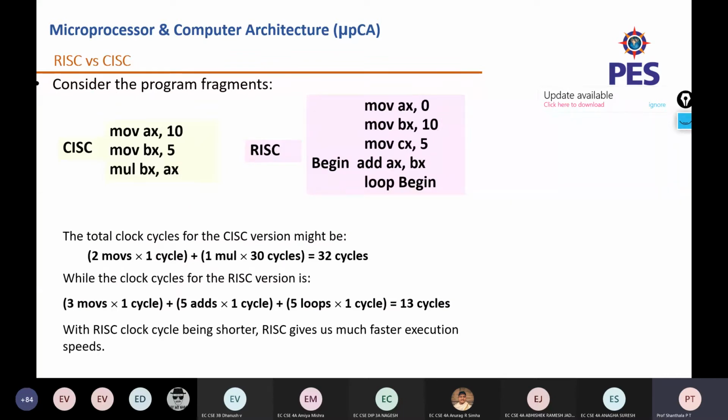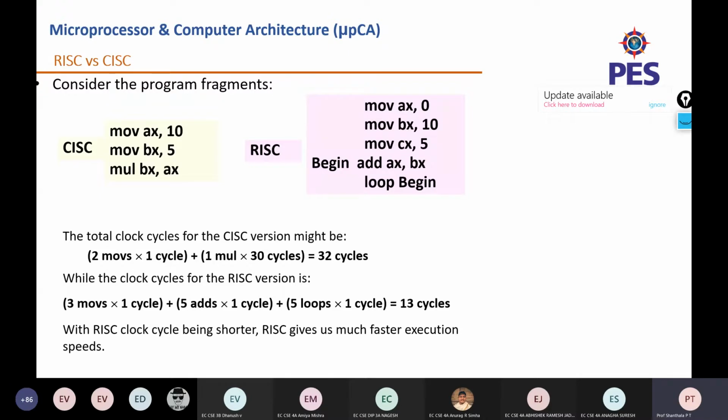The total clock cycles for the CISC version is 2 move instructions into 1 clock cycle each, and 1 mull instruction we'll consider as 30 cycles, so it is 32 cycles. But for the RISC machine, even though you have more instructions, we have 3 move instructions into 1 cycle, 5 add into 1 cycle, and 5 loops into 1 cycle. Everything is 1 cycle only. But compared to that, 1 mull instruction takes 30 cycles. So in the RISC machine we'll get 13 cycles. With the RISC clock cycle being shorter, that means RISC gives us much faster execution speed.